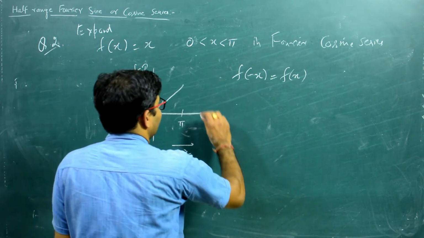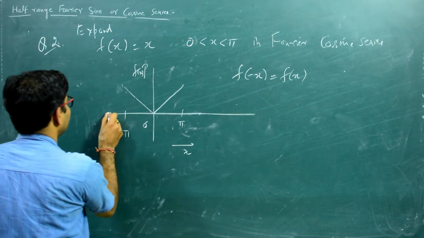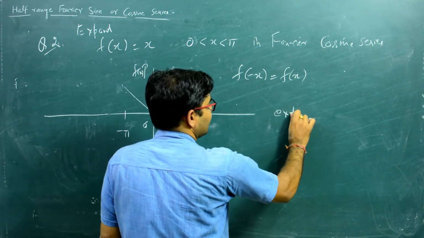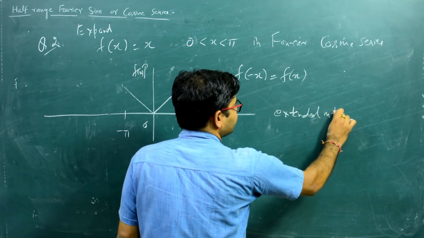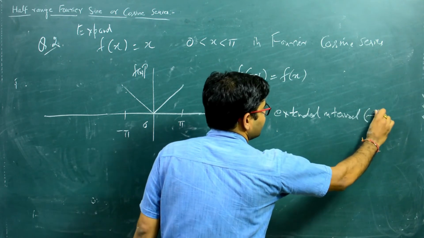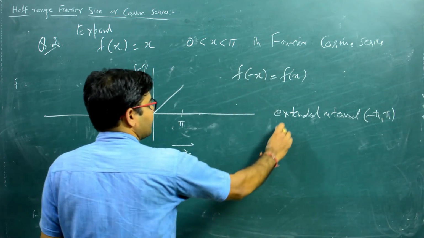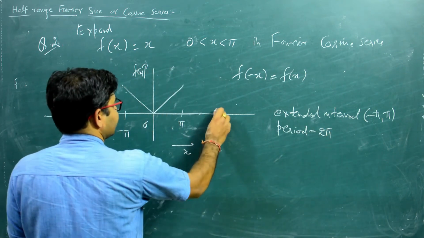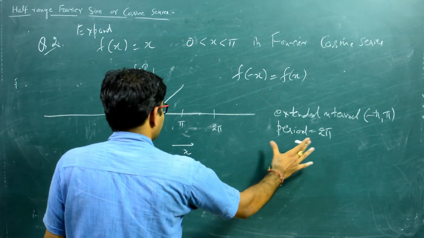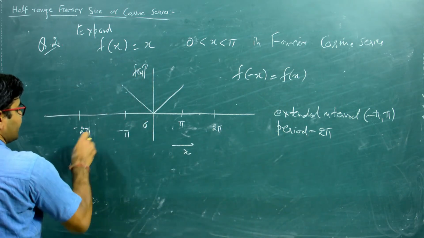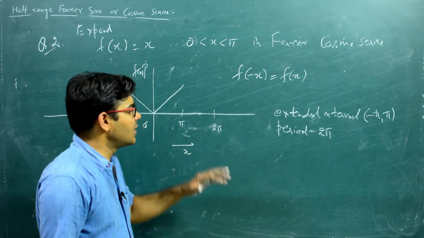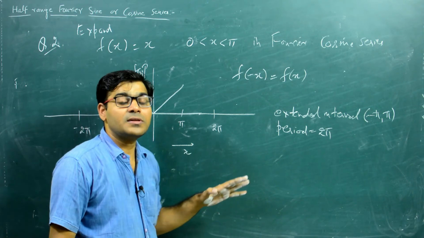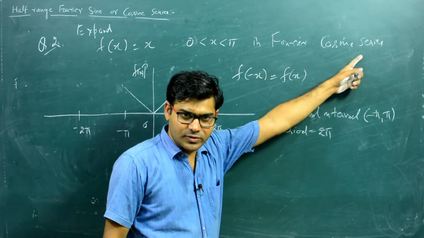Now we have to make it periodic also, so that we can write down its Fourier series. Our extended interval is minus pi to pi, and I have to make it periodic with period 2 pi. So what is our first step? The first step was to extend the definition of the function in the extended interval in such a fashion that it becomes an even function, because we have been asked to find the Fourier cosine series.